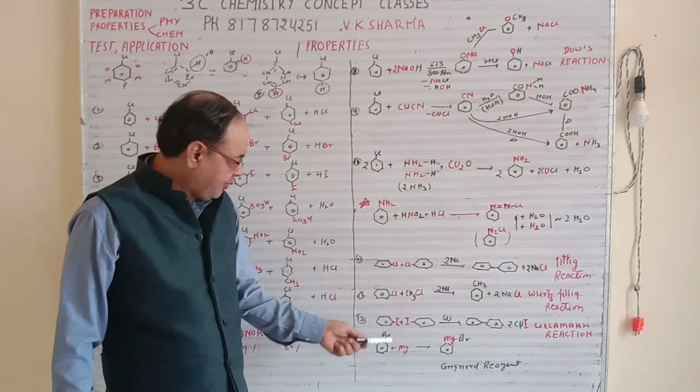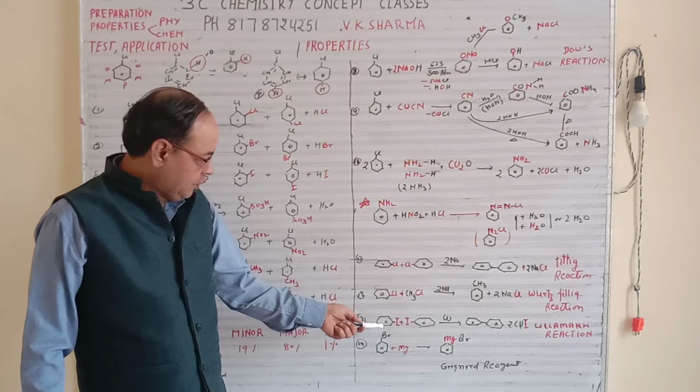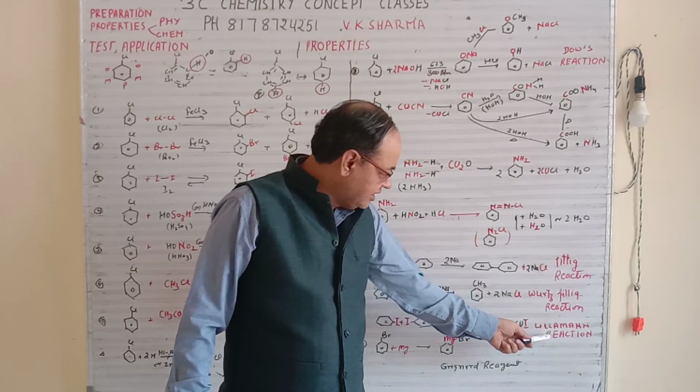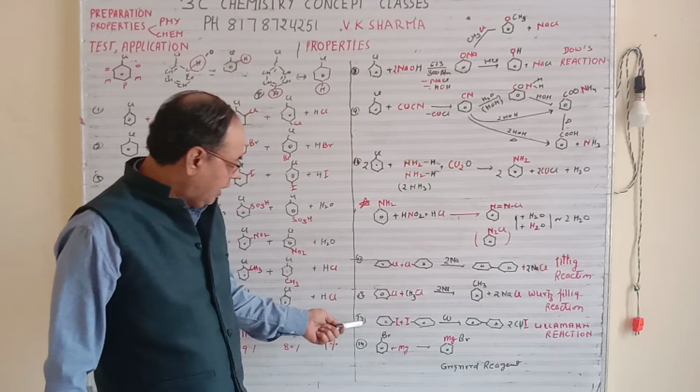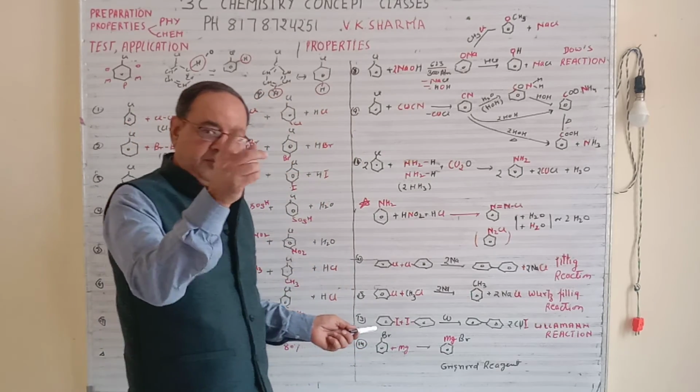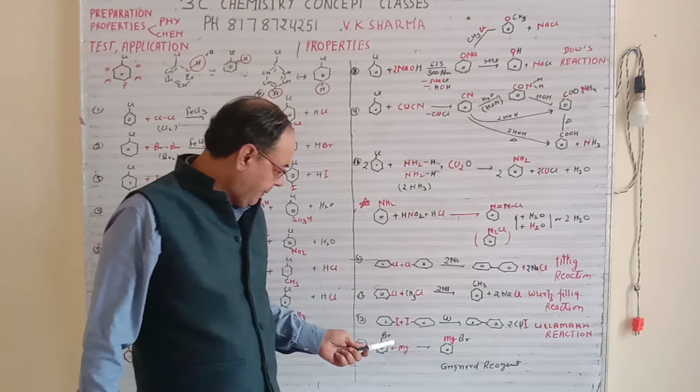Now instead of Cl, suppose you are taking I. So this I will give you biphenyl plus twice of CuI. This is called the Ullmann reaction. And the Ullmann reaction is only in the ICSE syllabus, that is not in the CBSE syllabus. So CBSE people can omit this one.